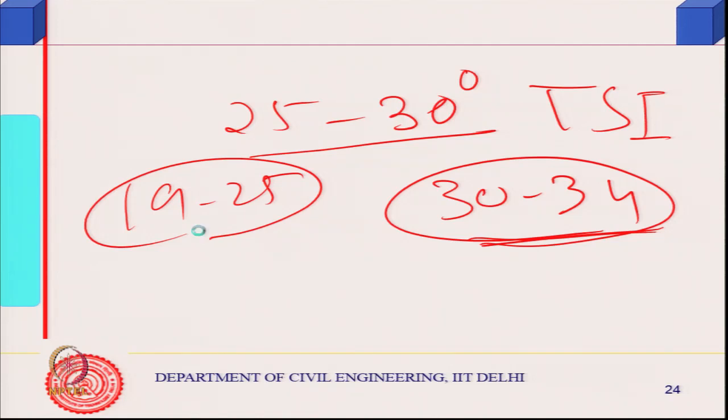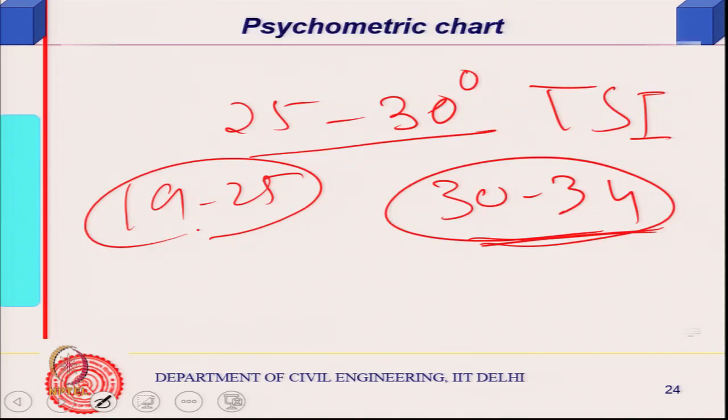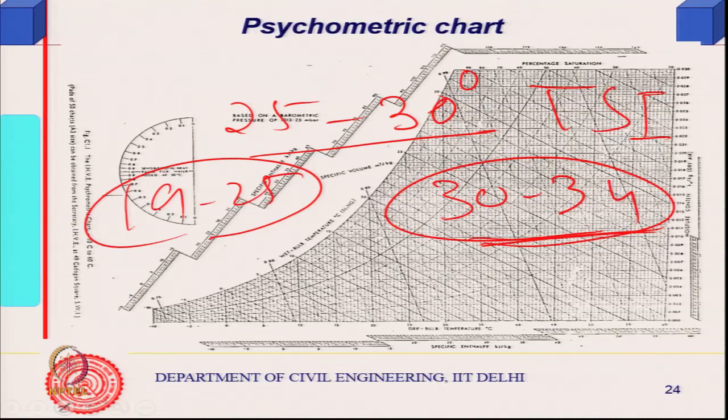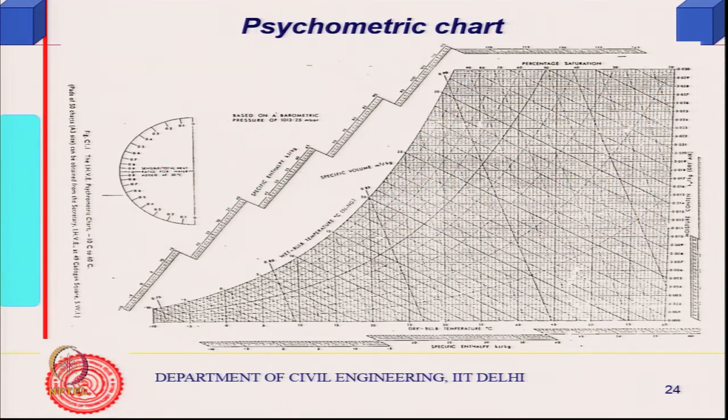tolerable. And what they have done is, they have put it in the psychrometric chart. We will just have a quick break and then come back again.